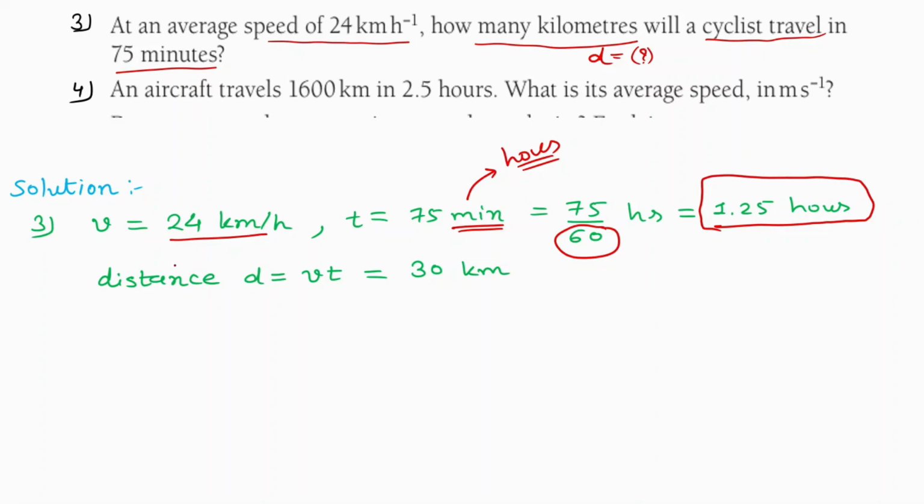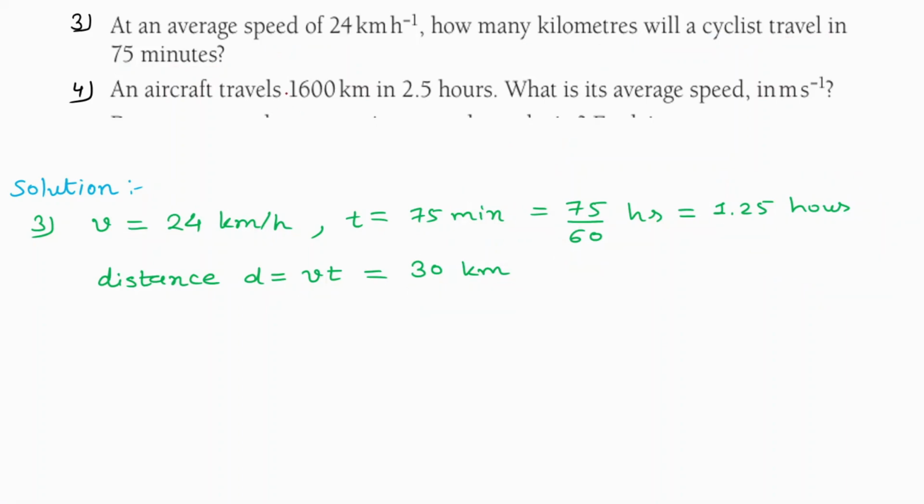Now we know the formula of velocity, or you can say speed, is the distance traveled by the object upon the time taken. In this case, we need to find the distance. So take d as the subject here, and you know the values of v and t. Put them here, and you get the answer about 30 kilometer. Okay.